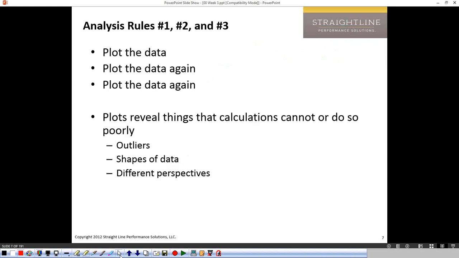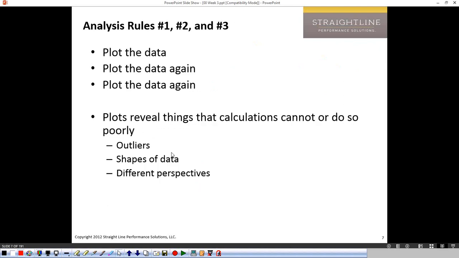Now, why do that? It's because calculated numbers, while they're wonderful, do some things poorly that plots are absolutely excellent at. As an analyst looking for improvements and the essence of what's going on, these are the most important things when we look at a plot: outliers, the overall shapes of data, different perspectives like trends upwards, downwards, and patterns. Plots reveal things that calculations can reveal too, but you really have to have a lot of savvy. The good news is we have computer programs now that can plot the data over and over. So we're good at it now.